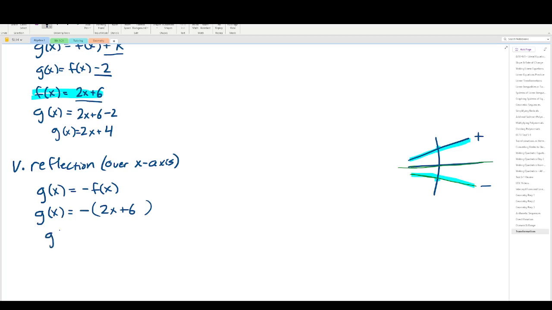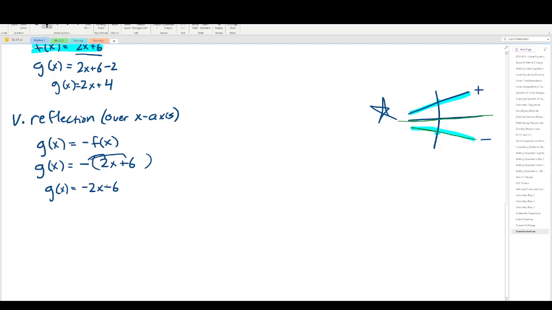If I distribute, then we see that g of x equals negative 2x minus 6, because this negative distributes to both of these, and that reversed my slope. 2 became negative 2, and it reversed my y-intercept. 6 became negative 6. So looking at our little sketch over here, it did exactly what we expected. The y-intercept switched signs, and the slope switched from uphill to downhill. So that's how we do a vertical reflection, is we make f of x negative. And that means reverse the sign of every part of it, right? Change everything from plus to minus.